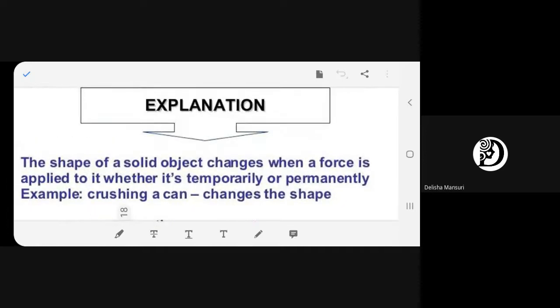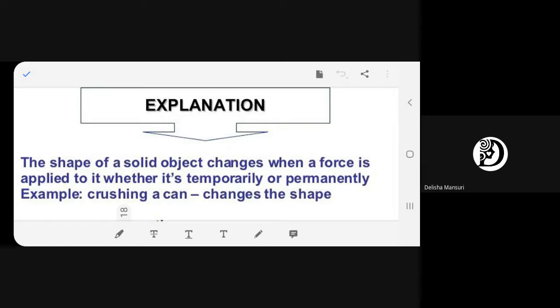So that was a solid, isn't it? The can is a solid. When I hammer it, obviously the shape of the can changes. I cannot get it back to its original shape because it is changed permanently.